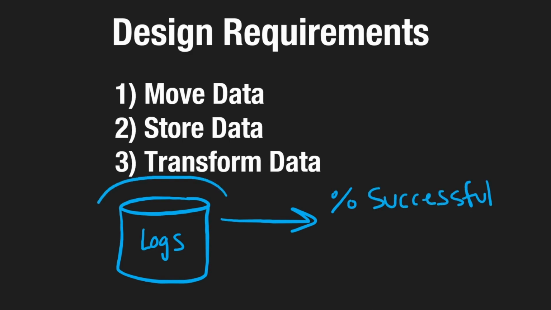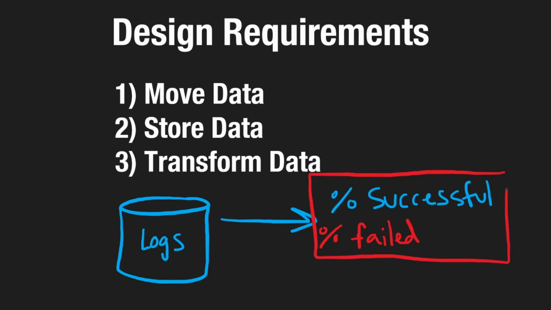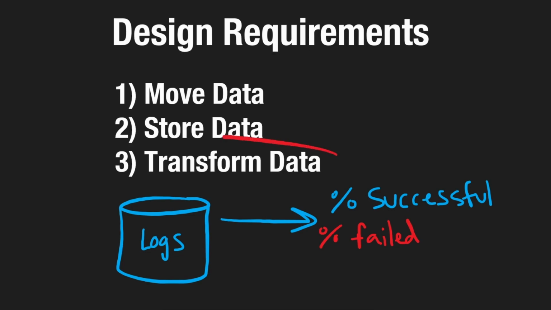Basically, maybe these logs are server response logs, and we want to know what percentage of the requests were successful. Maybe that's what these logs are storing. And we also want to know what percent of the requests failed. So we would take this data as an input and then transform that data to get something more useful, which we actually care about. This is just one example. I'm sure you can think of many more examples where we want to transform a set of data.